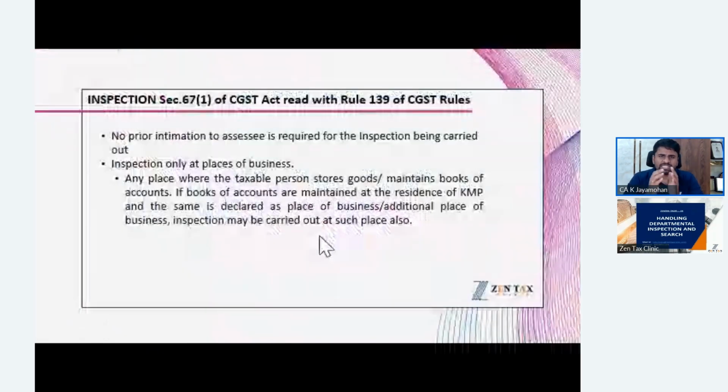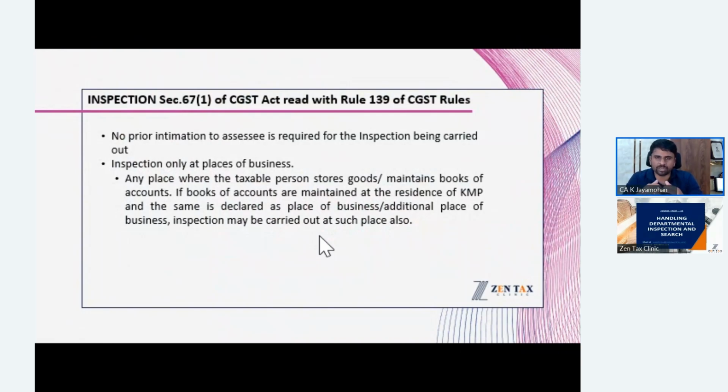Inspection has been laid out under section 67, subsection 1 of the CGST Act 2017. It is not intimated in advance, unlike a GST departmental audit or a scrutiny of returns and all those proceedings. It is carried out just by issuing notices through the common portal.